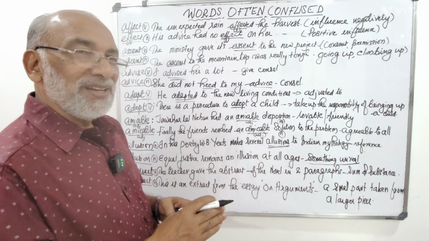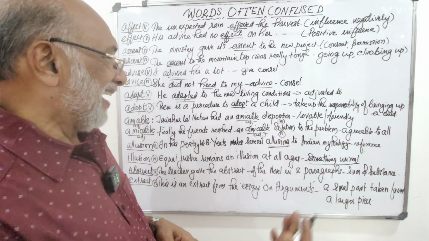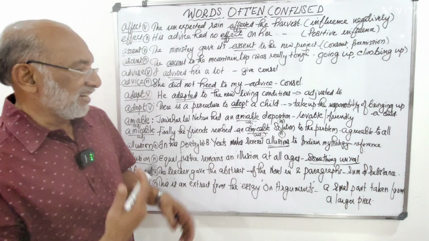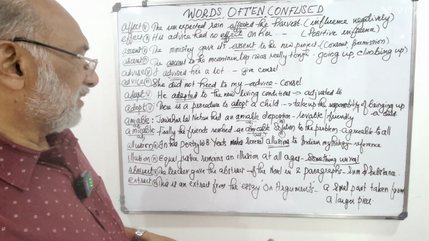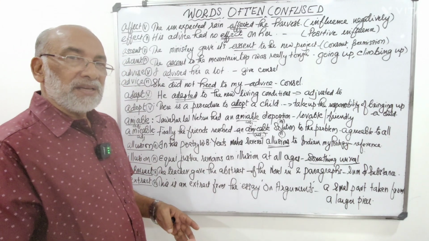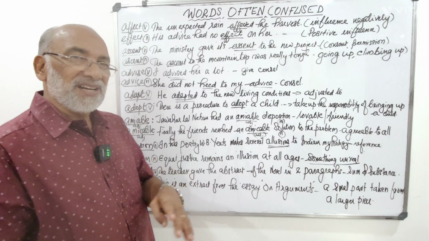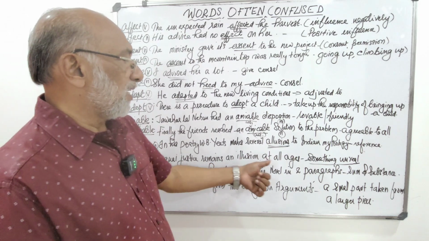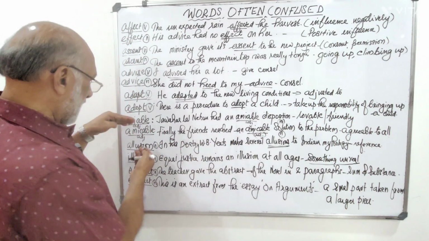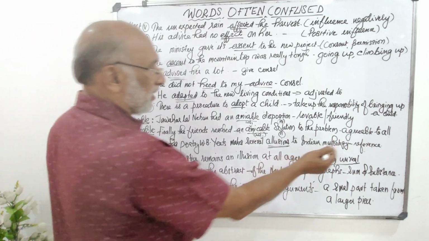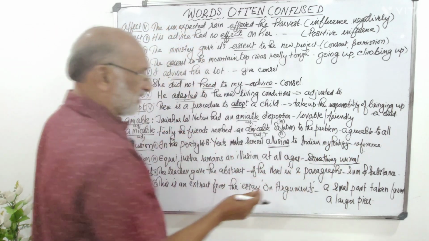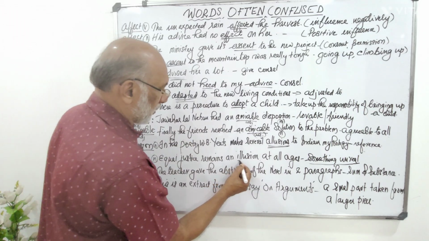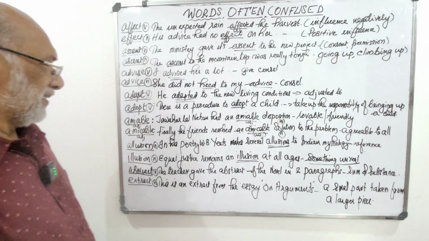Equal justice remains an illusion at all ages. This is not something new. From the very beginning of mankind, there is this injustice, maybe gender injustice or racial injustice, or injustice on the basis of caste, color, creed, etc. So, allusion and illusion: allusion means reference. Illusion means something unreal or something that is not practically done, something false.